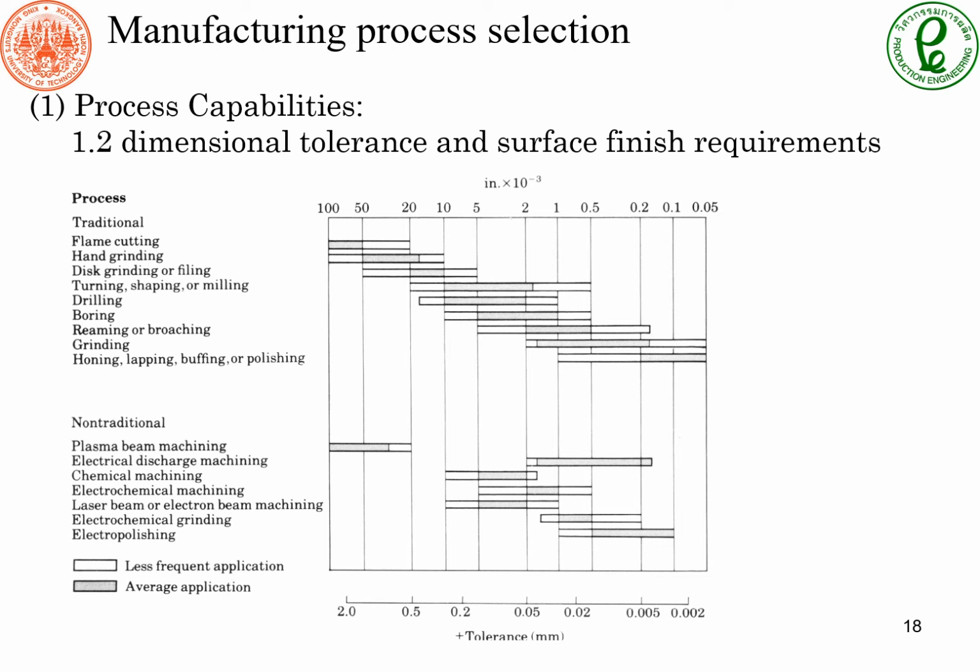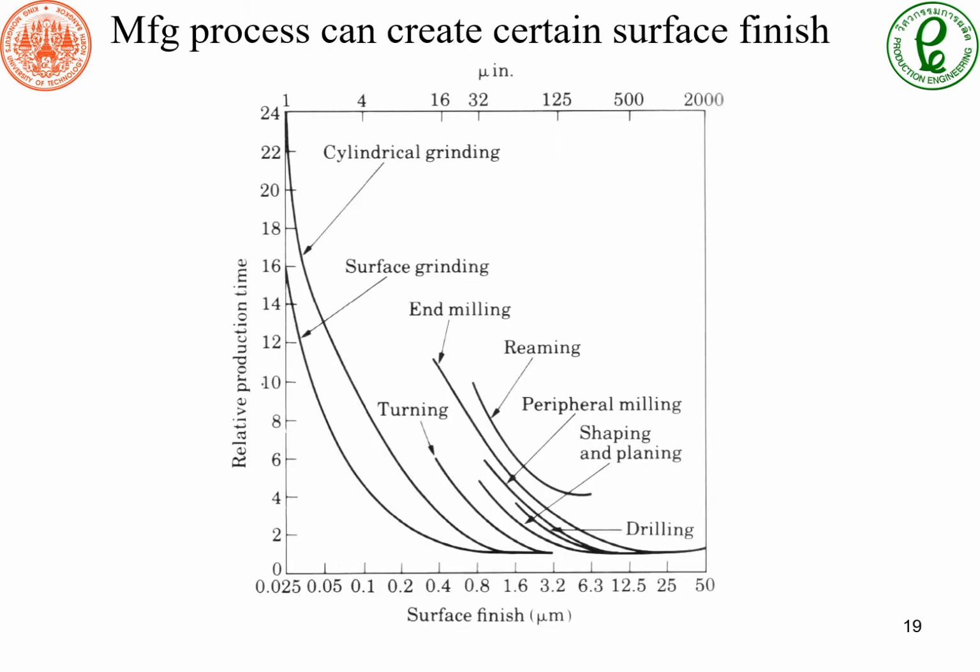Process capabilities can go deeper to consider whether the manufacturing process that we select can meet designers' specifications, such as dimensional tolerance and surface finish. Each process has its own tolerance and surface finish range. Machine tool manufacturers also constantly improve process capabilities. So these diagrams are just rough guidelines for us to see which process is potentially or particularly good for dimensional tolerance, and which process is good for surface finish.